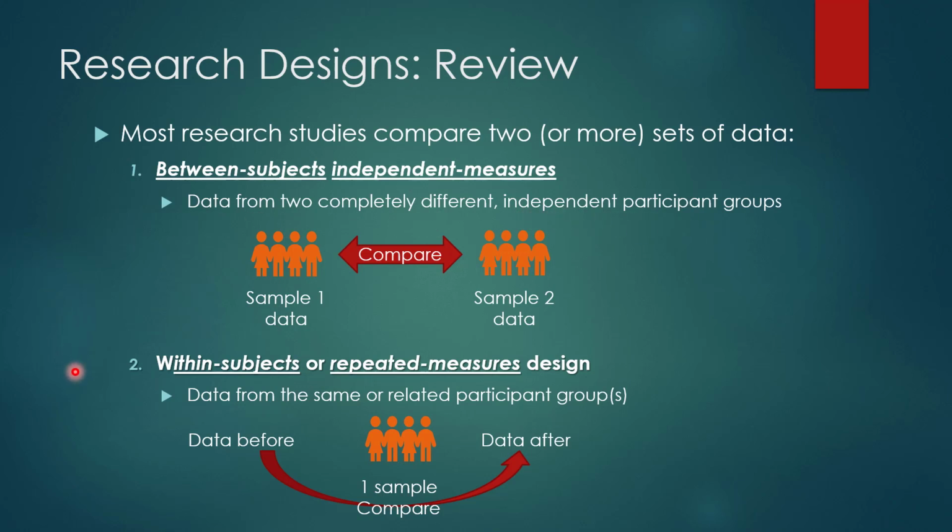In this chapter, we're going to discuss a within subjects or repeated measures design and the t-test that's appropriate for that type of design. Here, the data is from the same or related participant groups. So we take one sample and they have a repeated measurement, whether it's data before or after, or one sample we compare on time 1, 2, and 3. There are various types of different designs you can do within subjects.